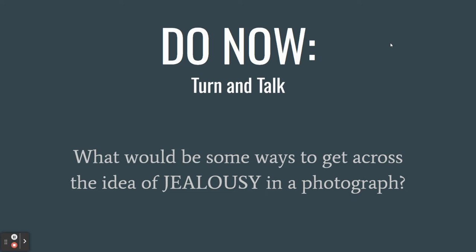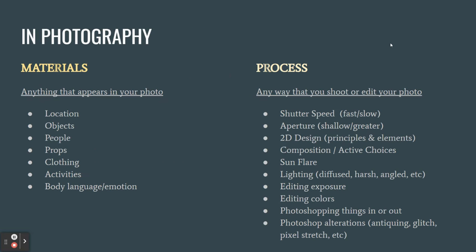What would your shutter speed and aperture be? What would your lighting be? When you edit it, what kind of colors would you use? What would the people be wearing? What would their body language be? All of those things that you put in are going to work together to get an idea across. So the AP wants you to do this synthesis of materials and process to get across an idea.